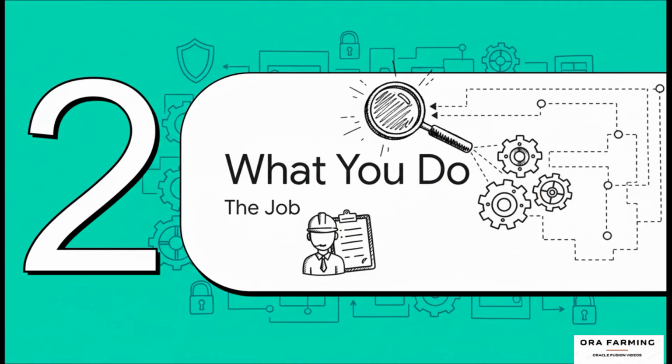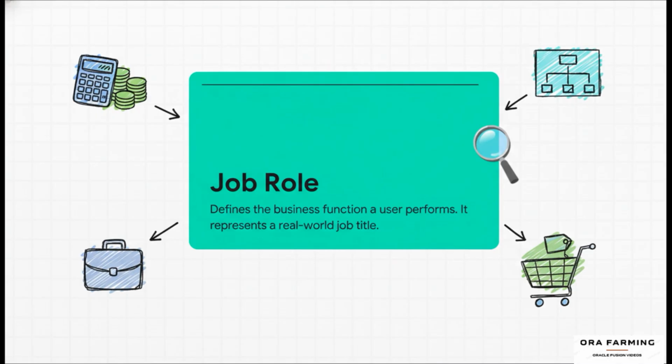That brings us up to the next layer in our pyramid, which gets way more specific. And this is the job role. It's pretty much exactly what it sounds like. This role is meant to mirror your actual real-world job title. It's the big bucket that holds all the functions and responsibilities for someone who is, say, a buyer, or a project manager, or an accountant.